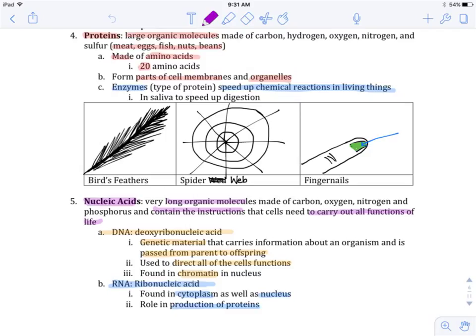Nucleic acids are very important as we begin to study DNA. They are very long organic molecules that are made of carbon, oxygen, nitrogen, and phosphorus, and they help contain the instructions that your cells need to carry out all of their functions. Nucleic acids build something called DNA. Deoxyribonucleic acid.